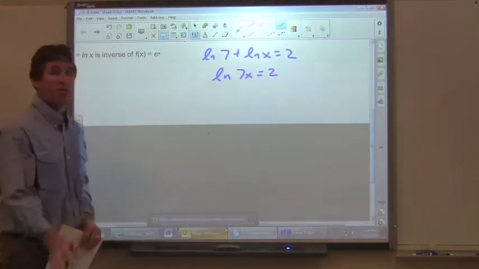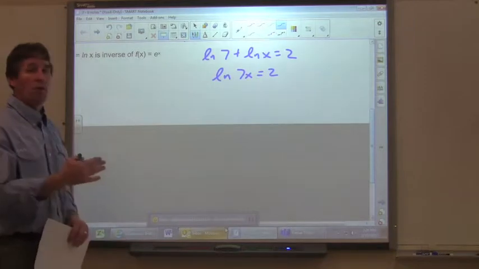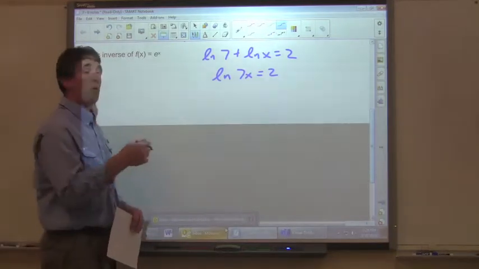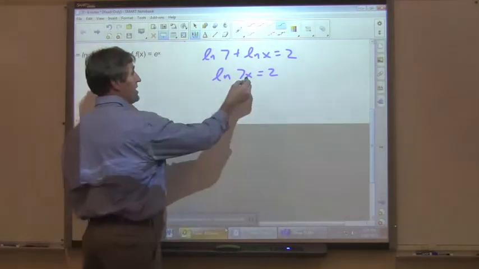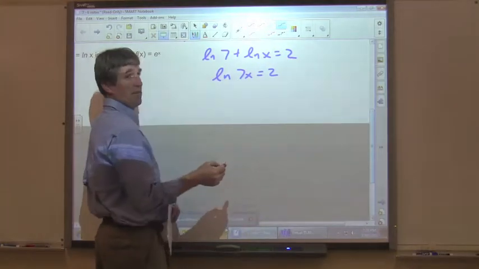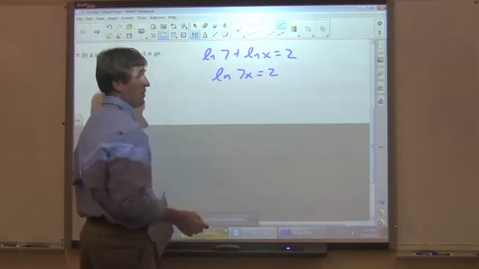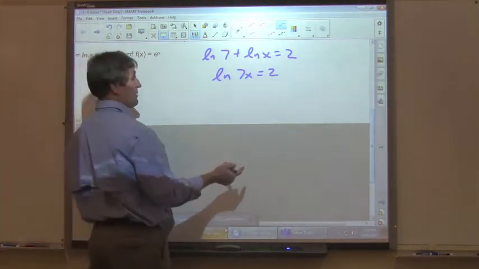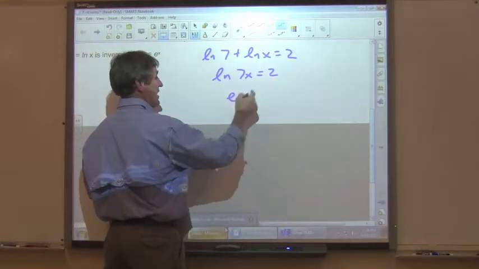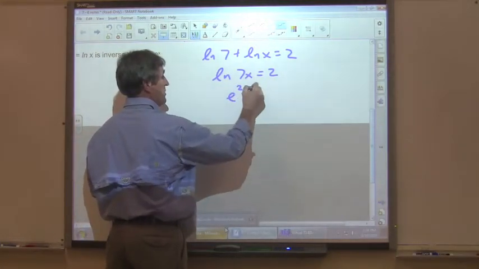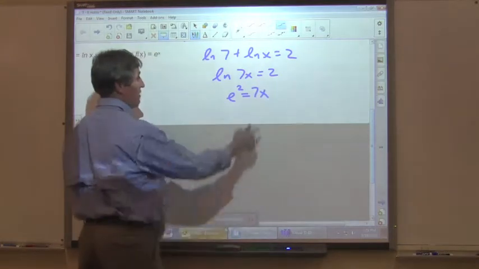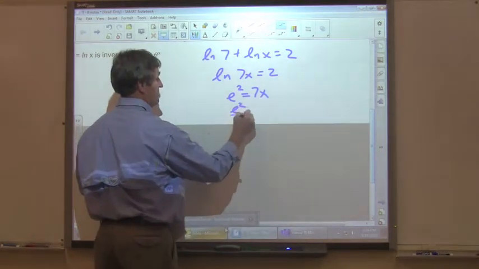Now, just like we did before on the last assignment, we want to make sure that we know where the variable is. The variable is here in our answer when we think of exponential form. It's not in the exponent. So we want to change this to exponential form. So our base is e, our exponent is 2, and then we just divide by 7.